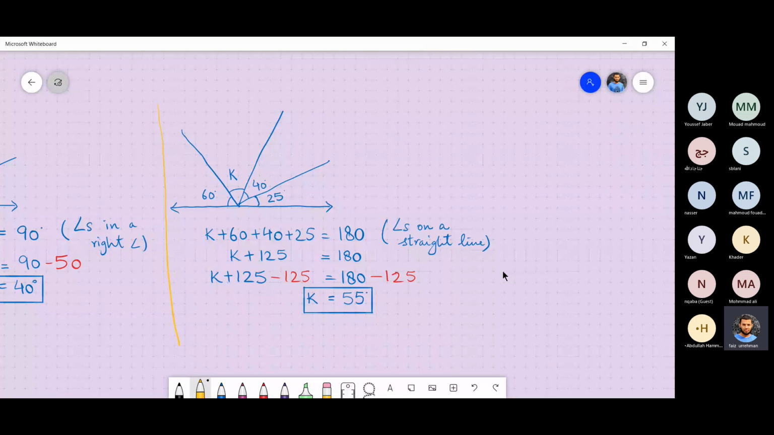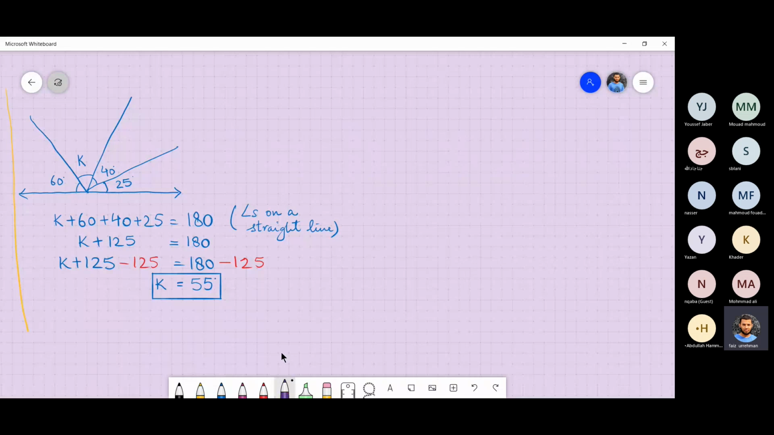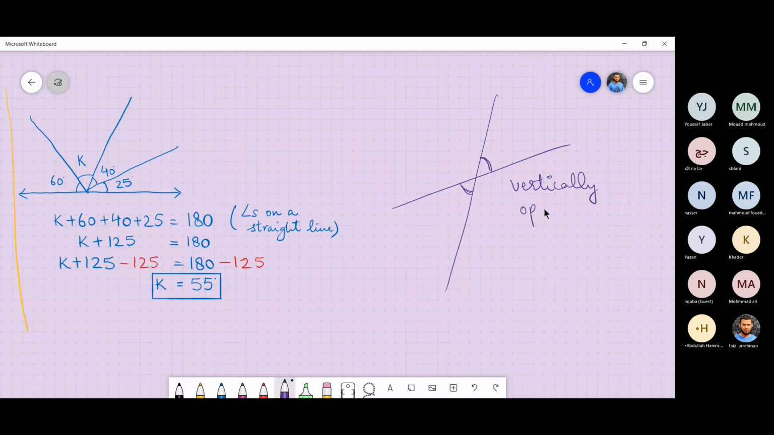Okay. Now we will move on to one more property. If there are two lines in the shape of letter X, like this, the opposite angles, this angle and this angle, they will be equal in degrees. This property is known as vertically opposite angles. For example, if this is A and this is 40 degrees.